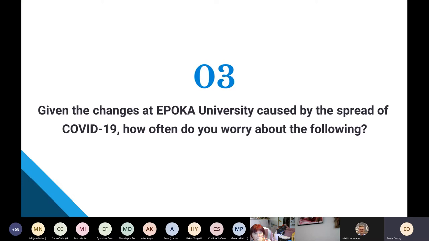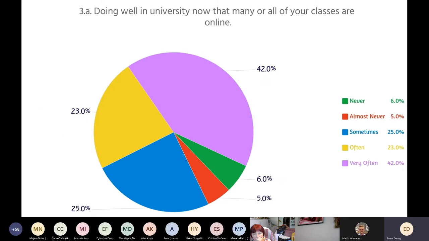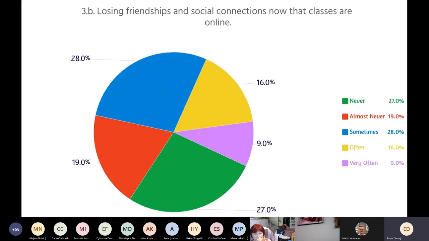The third set of questions: given the changes at Epoca University caused by the spread of COVID-19, how often do you worry about the following statements? Doing well in university, knowing that many or all of your classes are online. Academically speaking, we had a very high number, about 65%, that were often or very often worried about doing well in such a situation. That could be from having technical problems, not being able to focus in online classes, or whatever problem they would have.